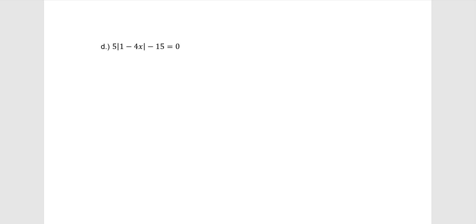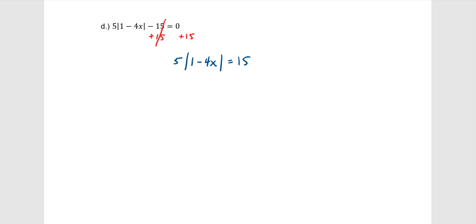And do two more here. So for D, we have 5 times the absolute value of 1 minus 4x, and minus 15 equals 0. So we have to isolate the absolute value here by adding 15 to both sides. And that's going to give us 5 times the absolute value of 1 minus 4x equals 0 plus 15, which is 15. And now we have to divide both sides by this 5 out front.